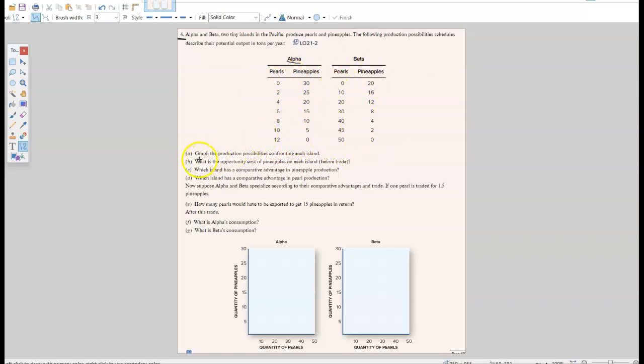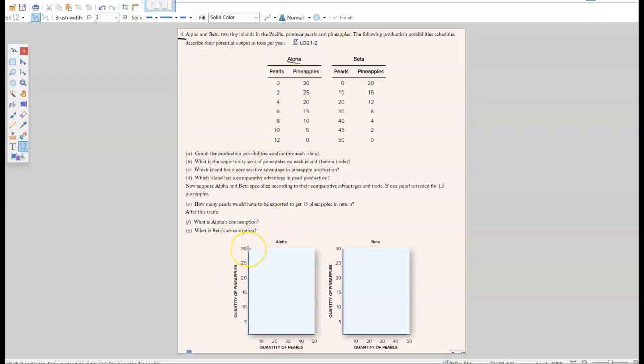Now, the first thing you have to do is graph these production possibilities. And this is quite straightforward. I'm going to show you the easy way of graphing this. What you're going to do is we want to find the 2 endpoints on the vertical axis and the horizontal axis. So here we have pineapples on the vertical, pearls on the horizontal. So pineapples are on the vertical. So you can see here for alpha, pineapples are 30.